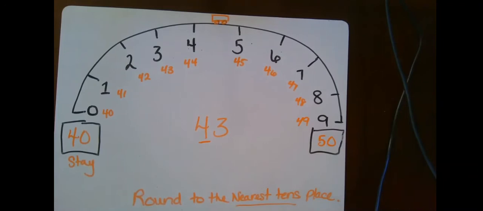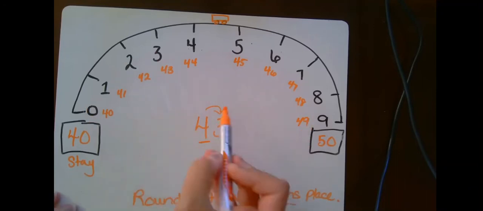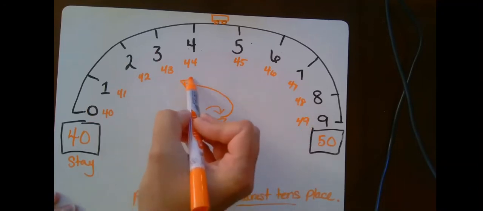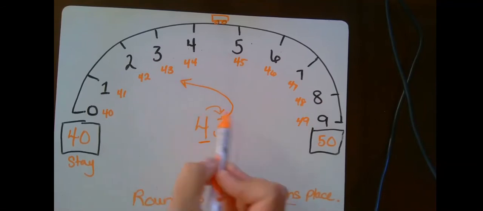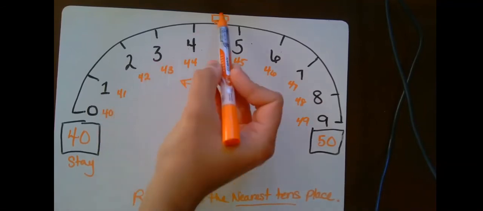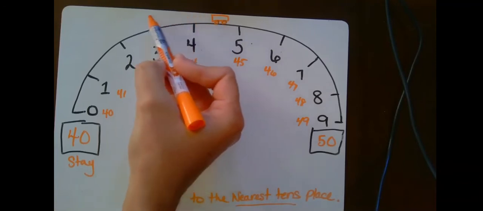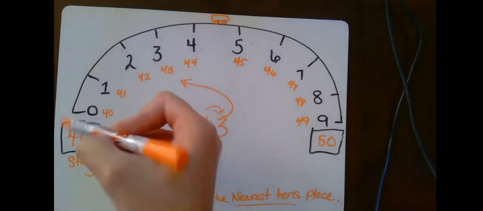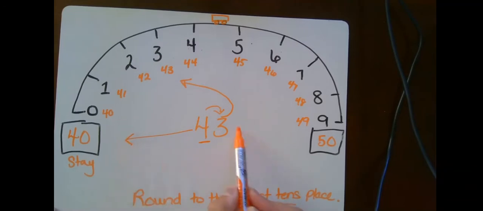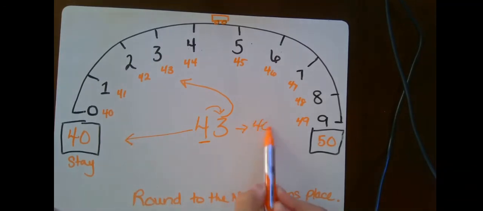And so in this case, we look at the number that we're rounding to, our neighbor in particular, and that tells us where on the rounding roller coaster we're looking. Our 3 is right here. That's where 43 is. So that cart is going to roll down that roller coaster and it's going to land on 40. So 43 would round to 40. Okay? All right. Let's do another one.